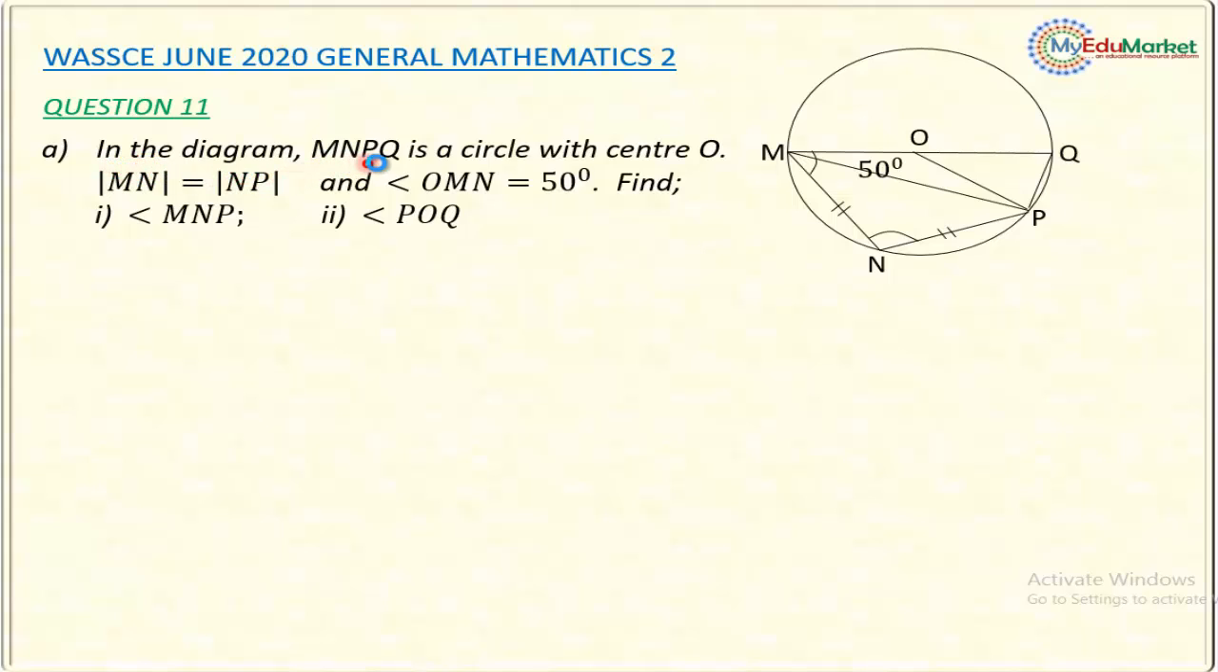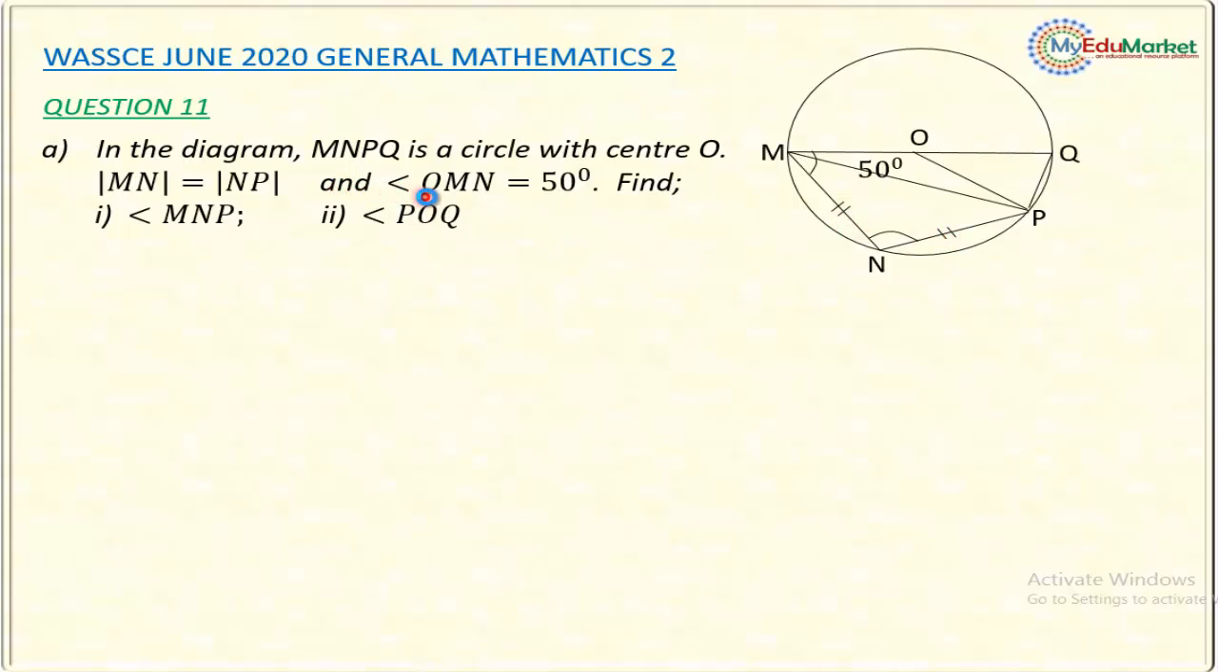In the diagram, MNPQ is a cycle with center O. So this is a cycle and the center of the cycle is O. The line MN is equal in length to the line NP. This is line MN, this is line NP. So the two lines are equal as indicated by the two marks on each.